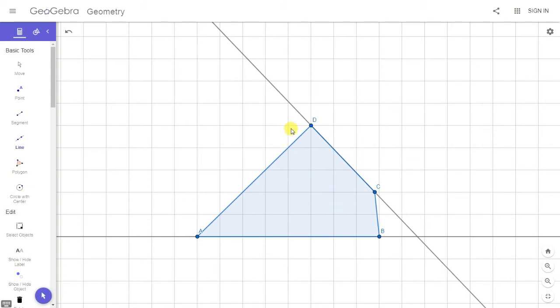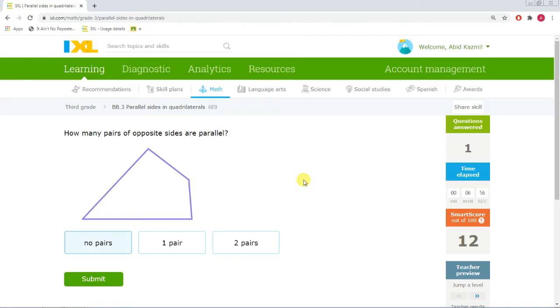So again you can see that the distance is not same. Here we have a very less distance between the two lines, but we have a very large distance when we measure from here. And also they are meeting at a point when they are extended. So that means they are not parallel lines. So it means in this figure we do not have any pair of parallel lines. So let's just give the answer on IXL. No parallel lines in it.